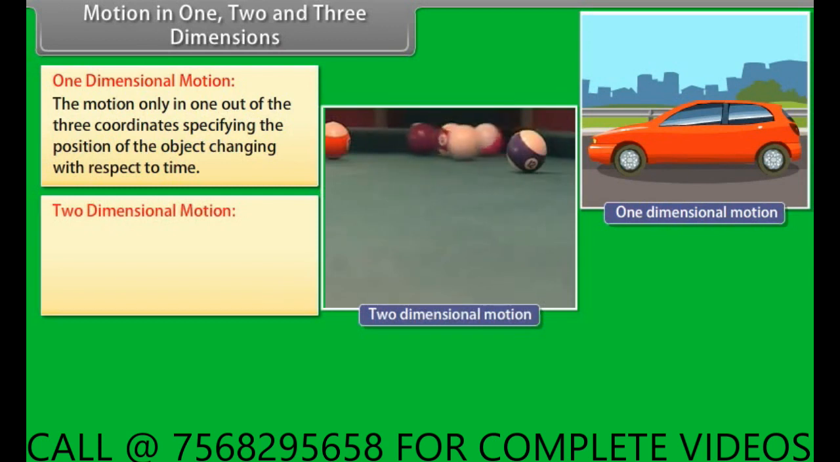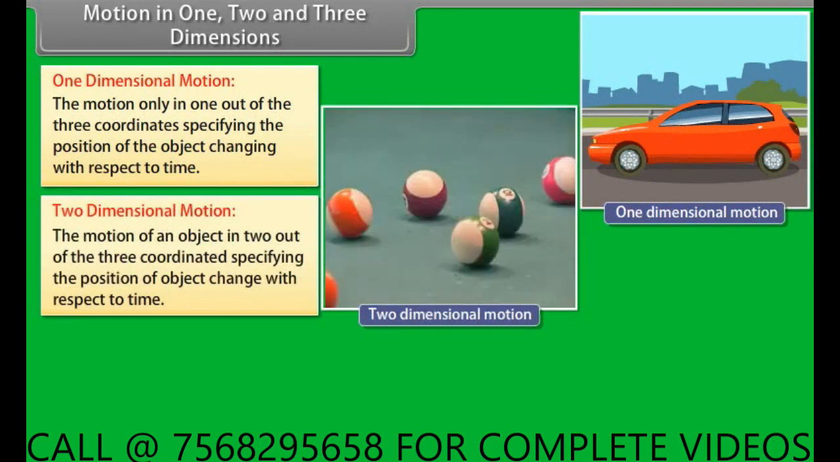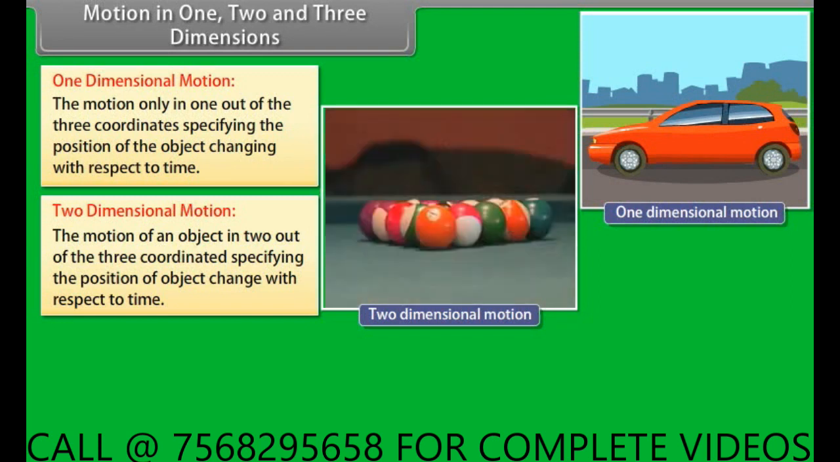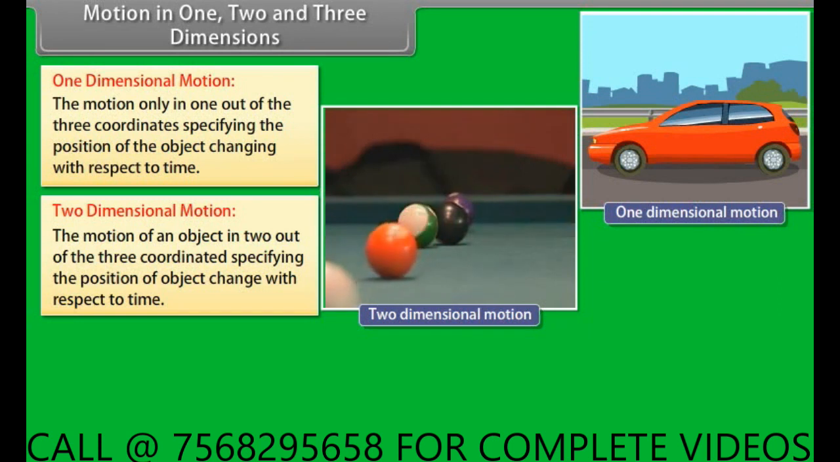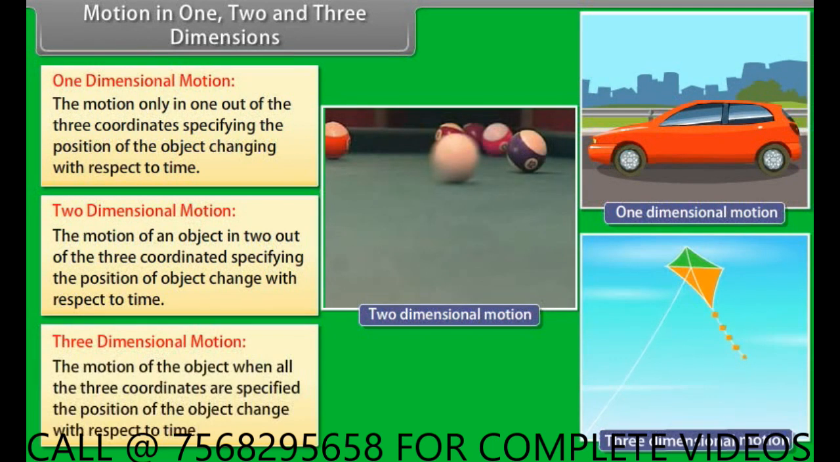Two-dimensional motion. The motion of an object in which 2 out of 3 coordinates specifying the position of the object change with respect to time. Example, a billiard ball moving over a billiard table. Three-dimensional motion. The motion of the object when all the 3 coordinates specifying the position of the object change with respect to time. Example, a kite flying on a windy day.